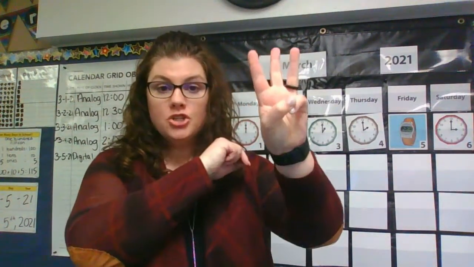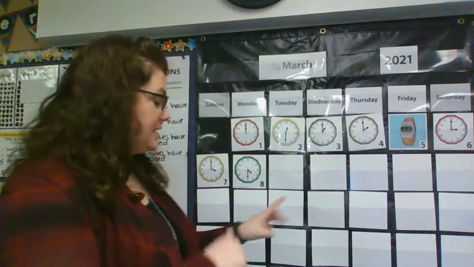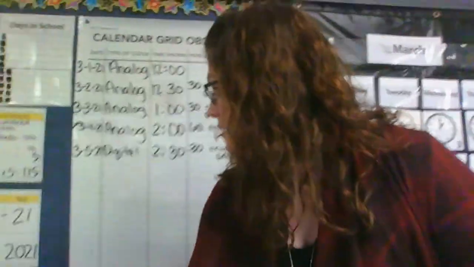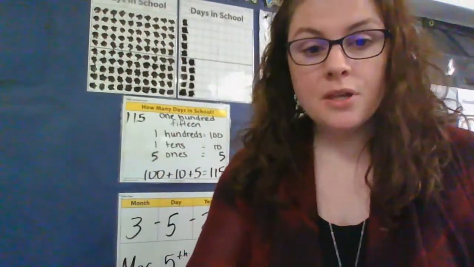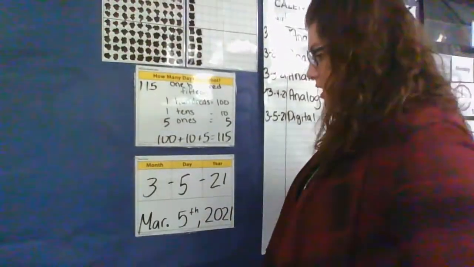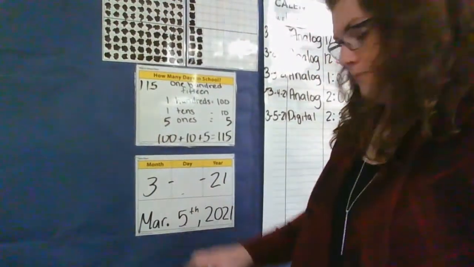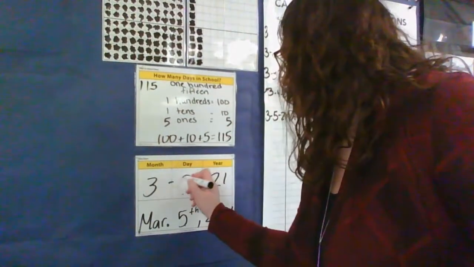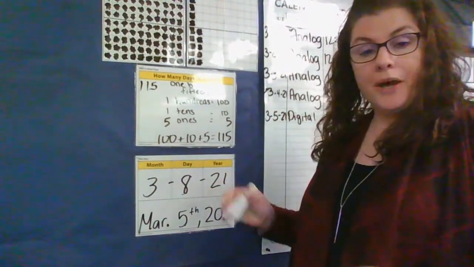Okay, now we need to talk about what month March is in the year. Remember, we have January, February, March. So March is our 3rd month, and today is the 8th day of the month. We have everything we need to go update our date card. So we're going to leave that 3 right where it is for our month. We're going to change the day to the 8th. And we're going to leave that year as 21.